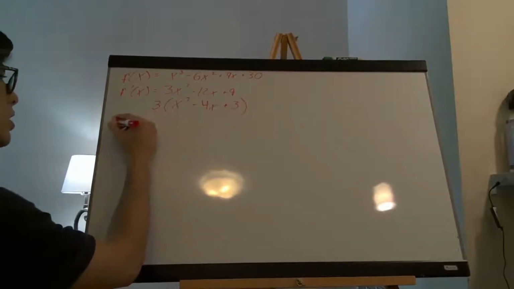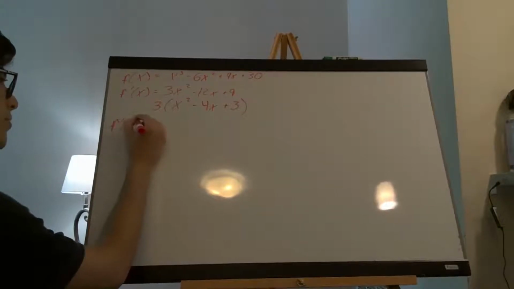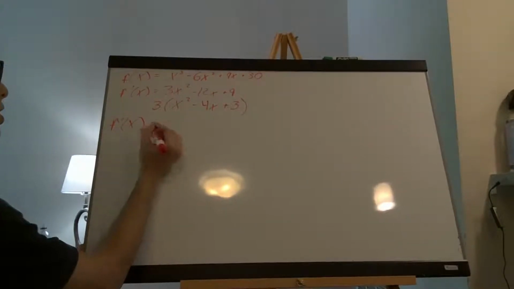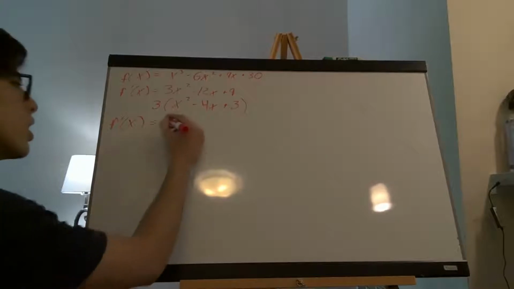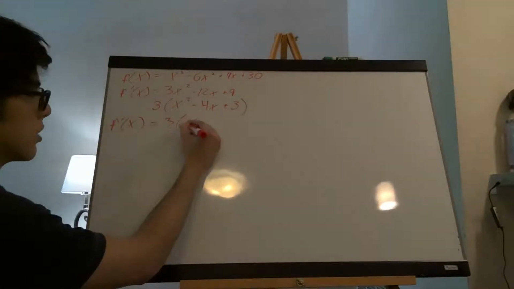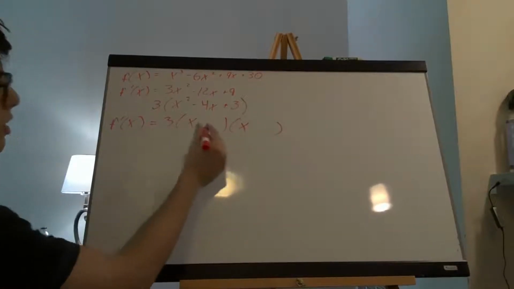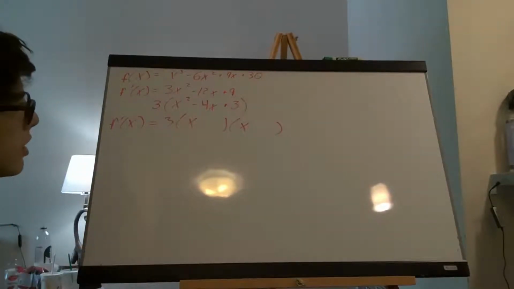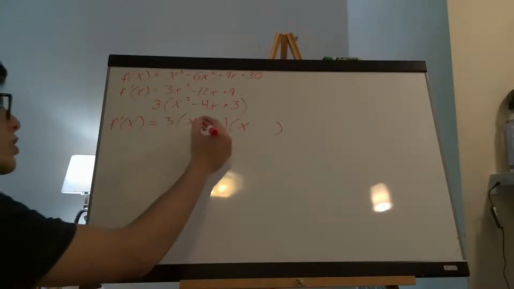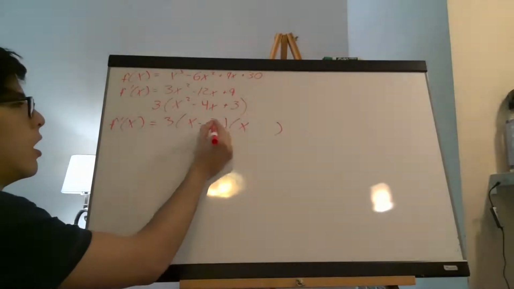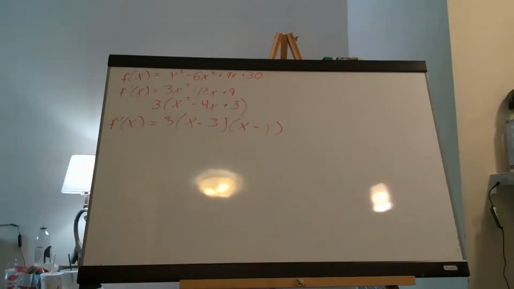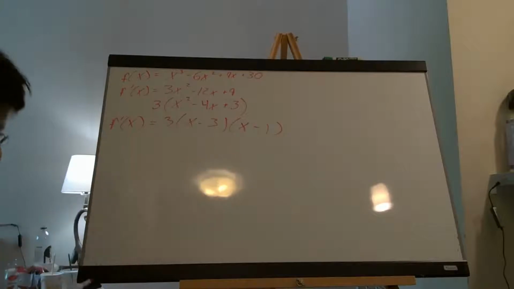So then f prime of x is equal to 3 times (x minus 3)(x minus 1). Add that, multiply that. Yeah, see, you learn a few tricks there. I'll give you a hint on how I factor that so quick.